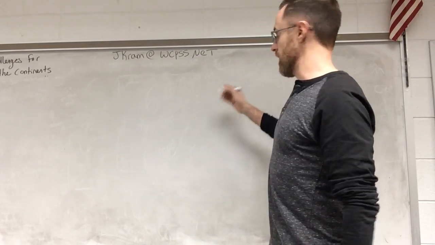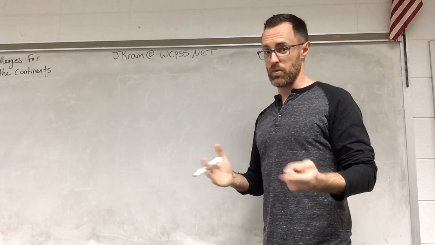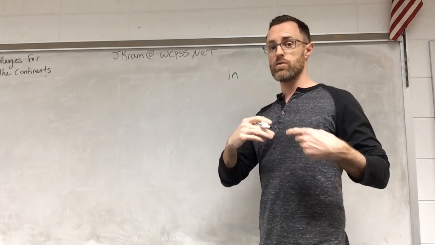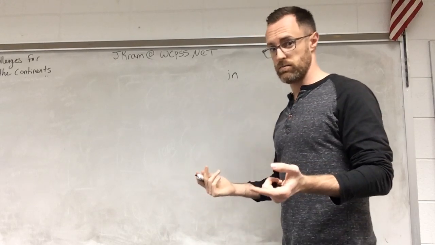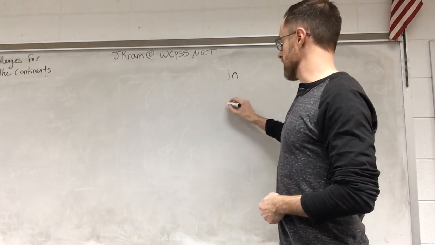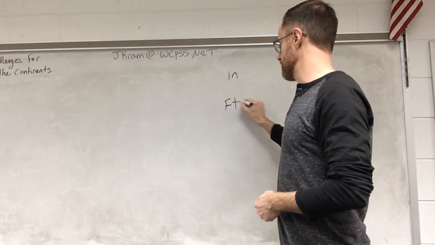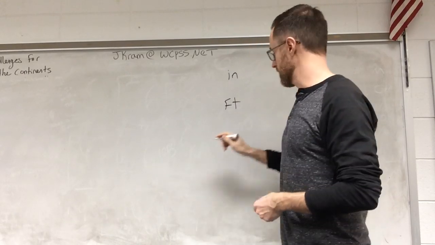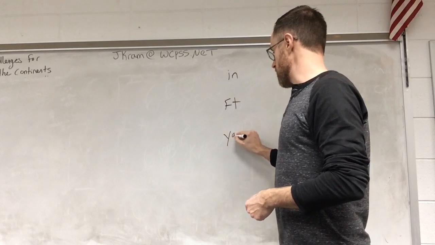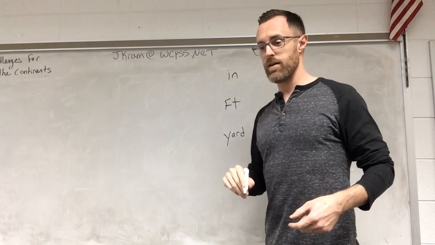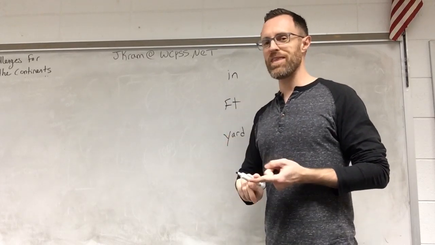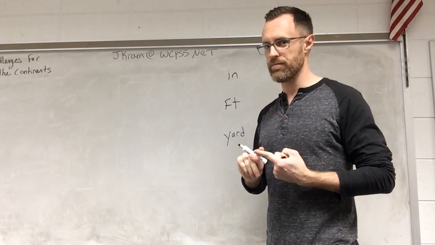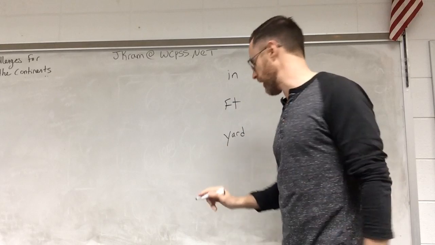Typically our smallest unit that we talk about is an inch. We put 12 of those together, we get a foot. We put 3 feet together, we get a yard. And then we put 1,760 yards together, we get a mile.